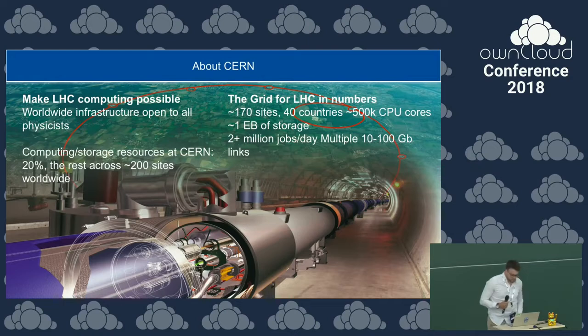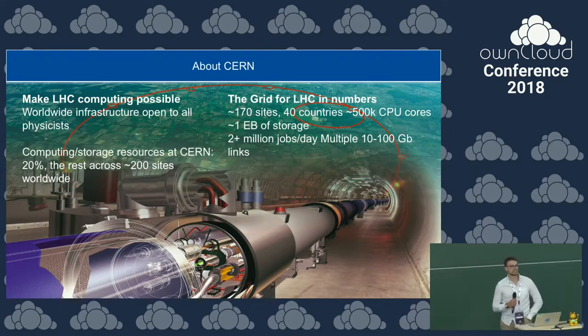CERN is the European research laboratory that comprises more than 40 countries, and apart from discovering the Higgs boson, we also run the WLCG grid computing framework. This is a network across different countries that provides computing and storage resources for all the scientists that form part of CERN. 20% of the resources are stored at CERN, but the rest, about 80%, are spread across the globe. Just numbers, we have around 170 sites that are distributed in different tiers, like tier 1 or tier 2. We have approximately 1 exabyte of storage distributed across the globe, and scientists are really doing a lot of things. They are submitting around 2 million jobs per day, and these jobs are distributed using multiple 10 and 100 gigabit interfaces.